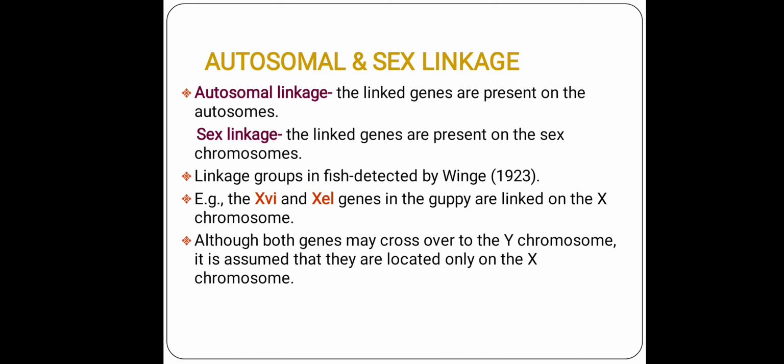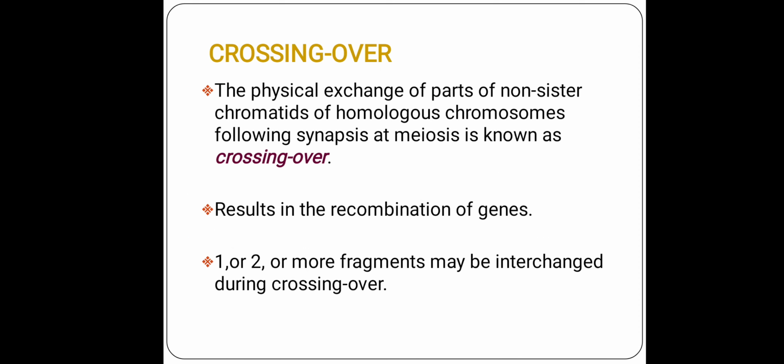Linkage groups in fish were detected by Winge in 1923, for example, the XVI and XEL genes in the guppy are linked on the X chromosome. Although both genes may cross over to the Y chromosome, it is assumed that they are located only on the X chromosome. Then comes crossing over.